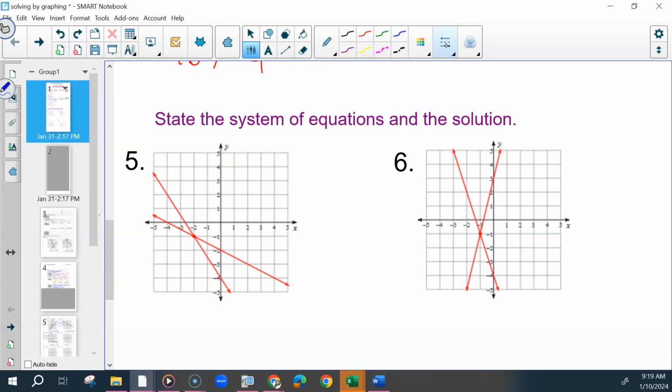-2, -1, where they cross. Right. To state the system of equations, we just have to write the equation for both lines. So I'm going to color code.